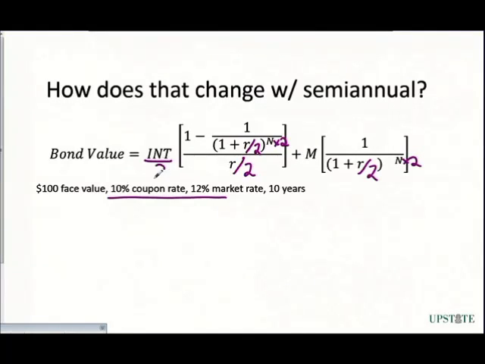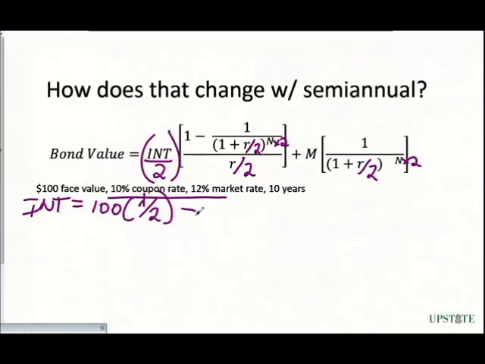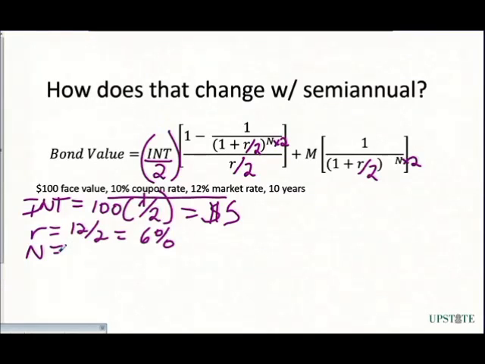We have to take this interest payment and divide it by 2, because that's what we'd be receiving over the total year. So we have to convert that back. $100 multiplied by 0.1 divided by 2 gives an interest payment of $5. Our market interest rate, R, is now 12 divided by 2, so our interest rate is now 6%. And what happens to our N, our number of time periods? Multiplied by 2. So we have our 10 multiplied by 2.